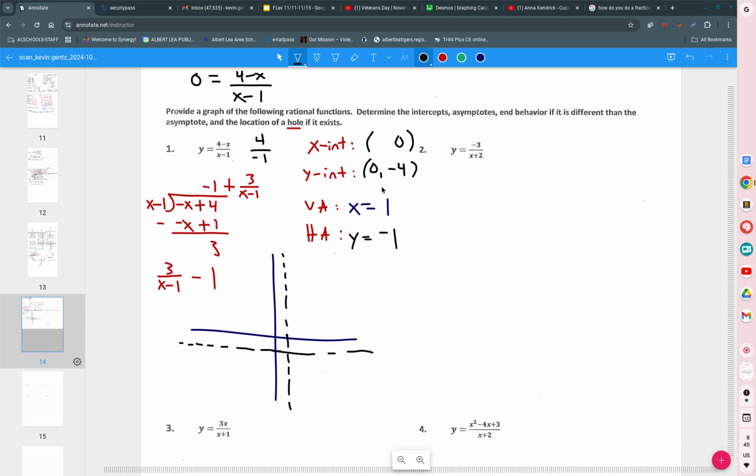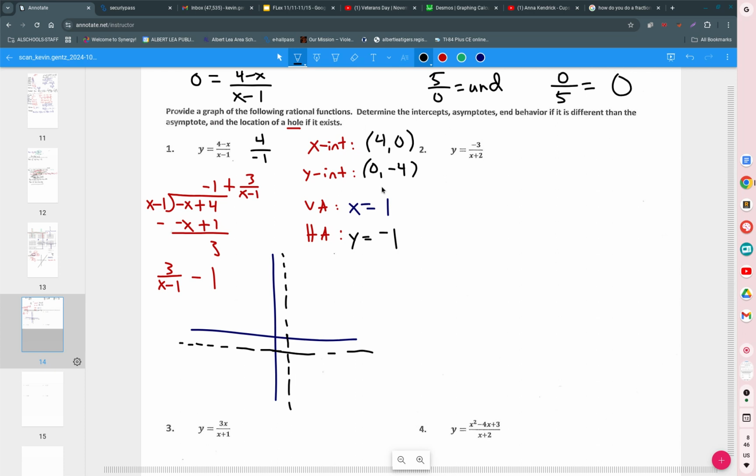If I have 5 over 0, that is undefined. 0 on the denominator does not give us an output. But if you have 0 over 5, that's equal to 0. Does everybody see by that logic, we want to know when the top is 0? What number would give you 0 on the top? 4. So therefore, the x-intercept is 4.